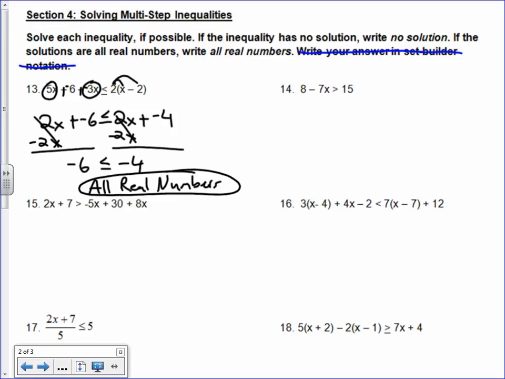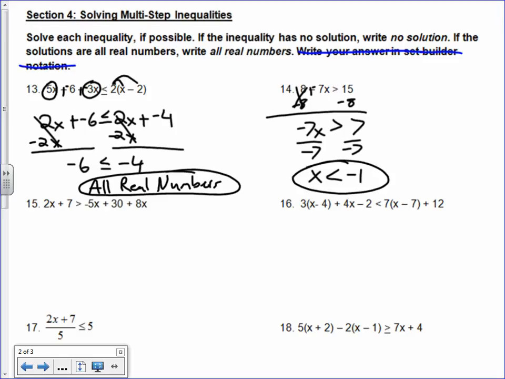All right, on to number 14. Number 14 is just going to be a 2-step one, I believe. So we have 8 minus 7x. Let's change it to 8 plus -7x. And greater than 15. So let's get rid of the constant first. So -8 from both sides. So we have -7x is still over there. Greater than 7. All right, and then to solve for x, divide by -7. That changed it because of the negative rule. So x is less than -1. So there's number 14.